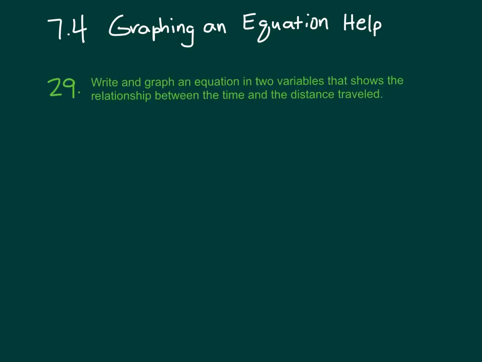What's really important is that we notice what the directions tell us to do. It's telling us to write and graph an equation in two variables that shows the relationship between the time and the distance traveled. When we see that right away, we need to recognize that we have to use D equals R times T. D being the distance, R being the speed, and T being the time. If you remember in our notes that we took, they're going to give us what the speed is.